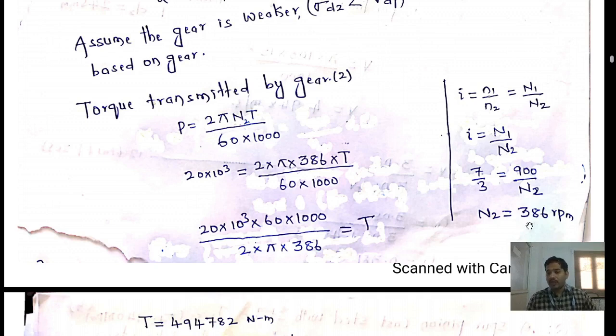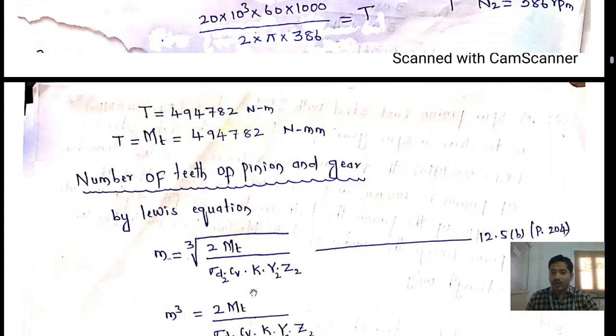386 rpm. Okay dear, then substitute here, instead of n2, it is equal to 386. You need to substitute in this equation. So 386 into T by 60 into 1000. If you divide the value, then you will get the answer: 494782 Newton meter.